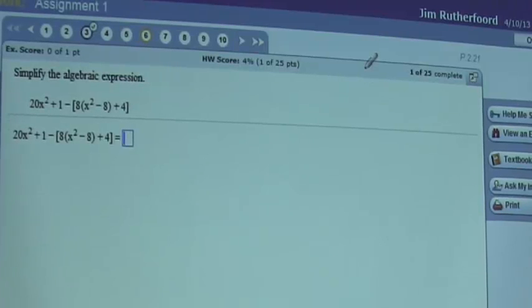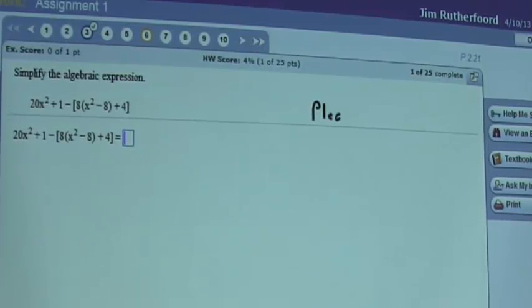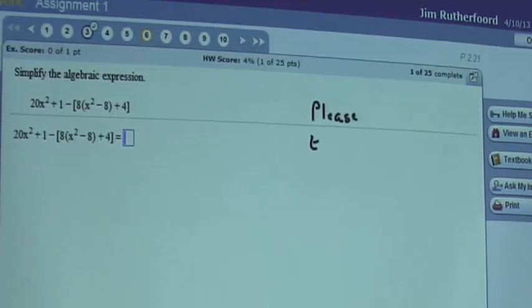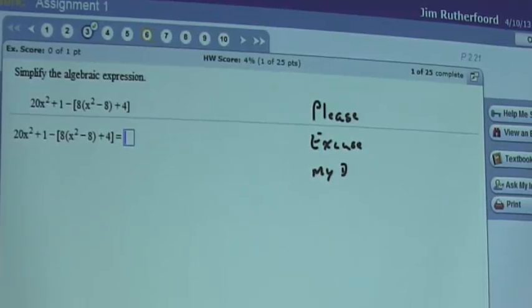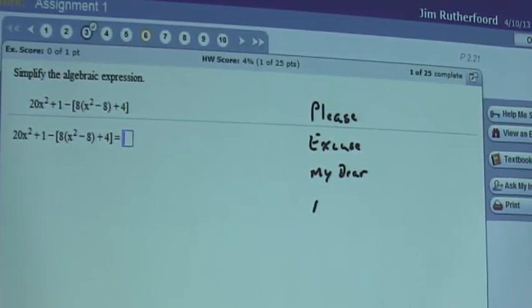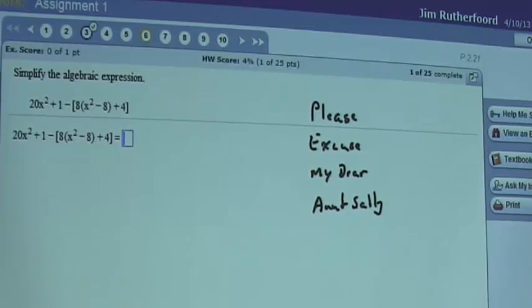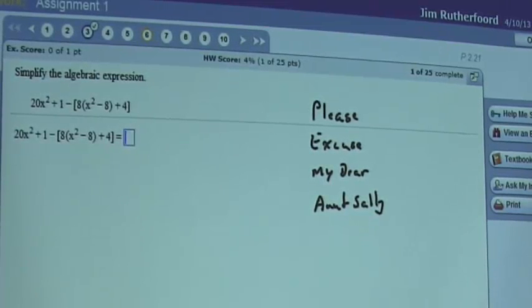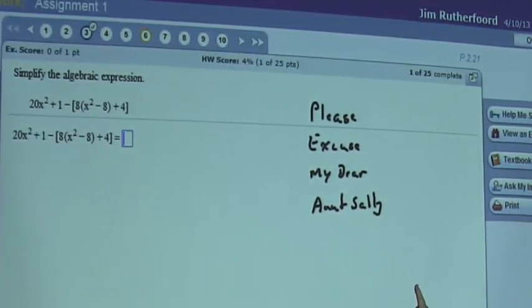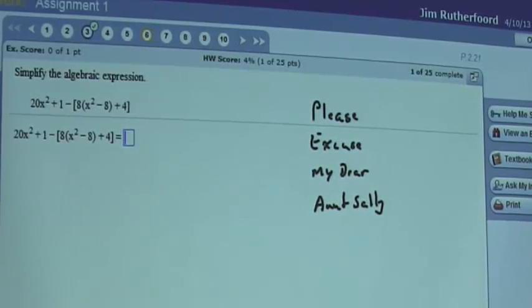We come up with the saying, please excuse my dear Aunt Sally. Now, some of you may have seen this in the past, and you say, well, gee, you did that wrong. It should be my, then dear, then Aunt, then Sally.